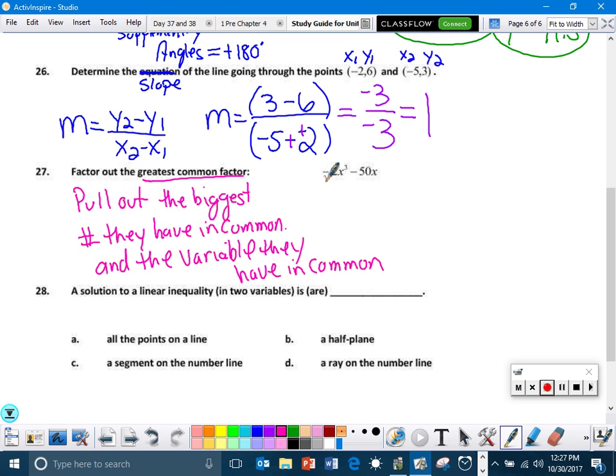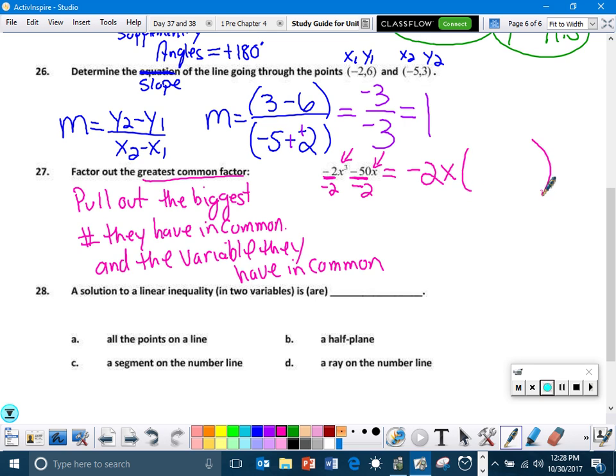Okay, well, this is a negative 2. This is a minus 50. Well, what goes into negative 2 and what goes into negative 50? Negative 2 does. So we're going to pull out a negative 2. So what I'm doing is I'm actually dividing by negative 2, but I pulled it out. Okay, whoa, let me back up. Now I need to look at what x value they have in common. I look at x to the third and x. They only have one x in common. So I'm going to pull out a negative 2x.